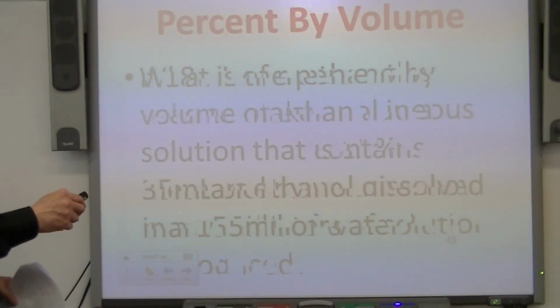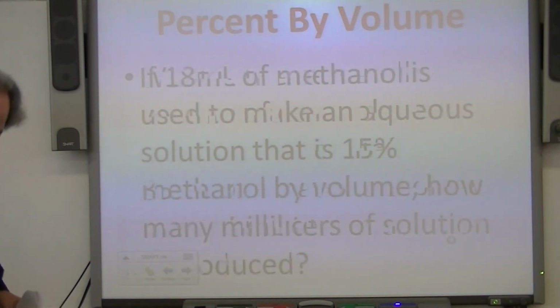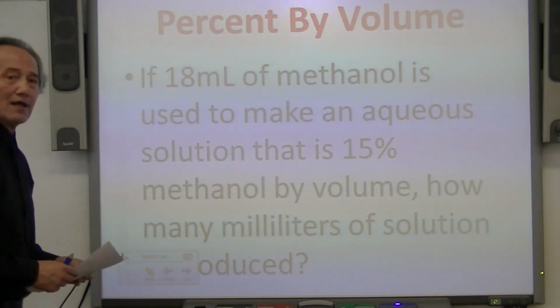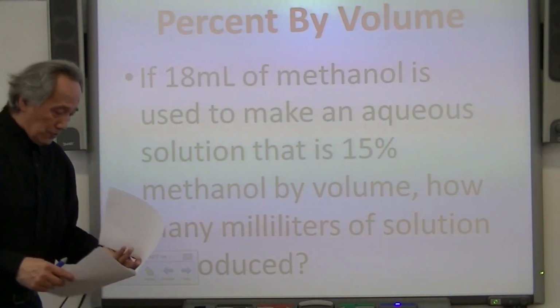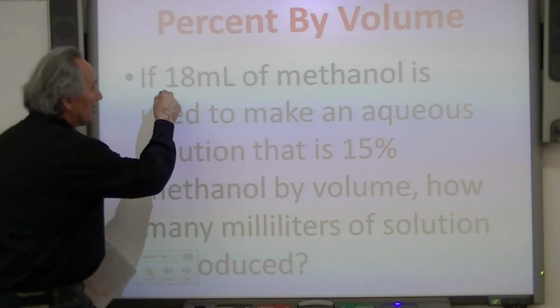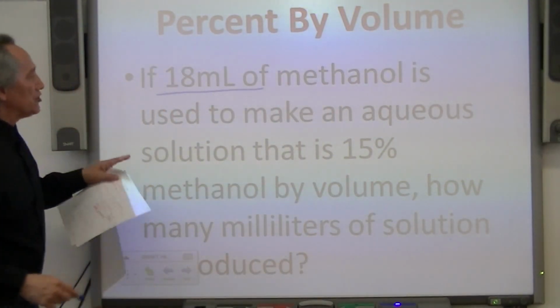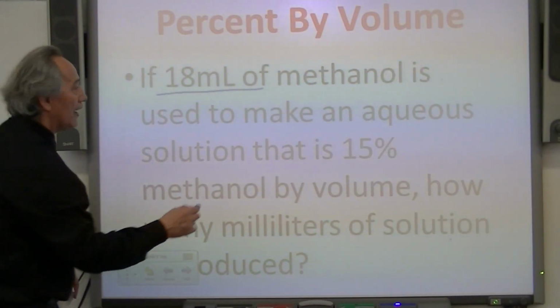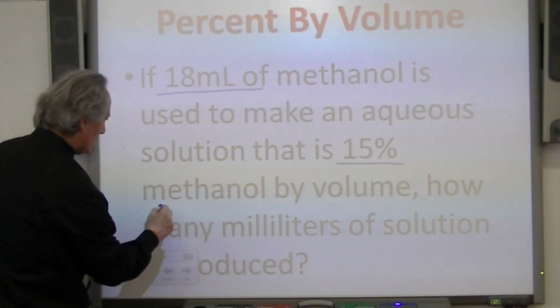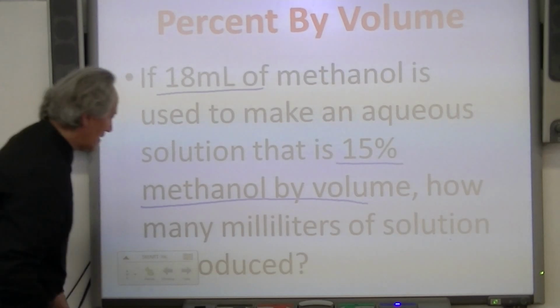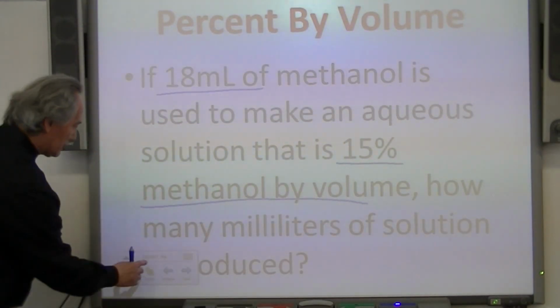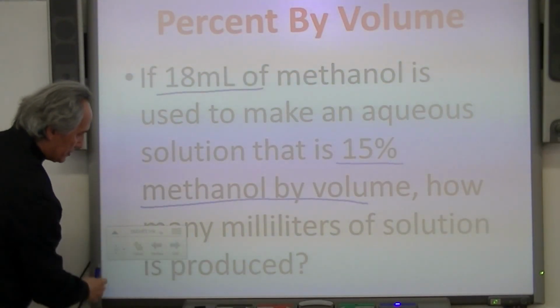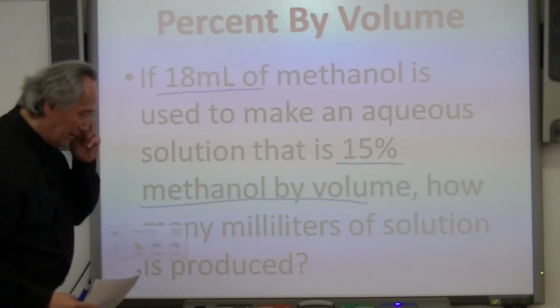So there we go. Okay, percent by volume. Here's our second problem. This is our last problem. We'll go ahead and read it. If 18 milliliters of methanol is used to make an aqueous solution that is 15% methanol by volume, how many milliliters of the solution is produced? How many milliliters of the solution is produced?